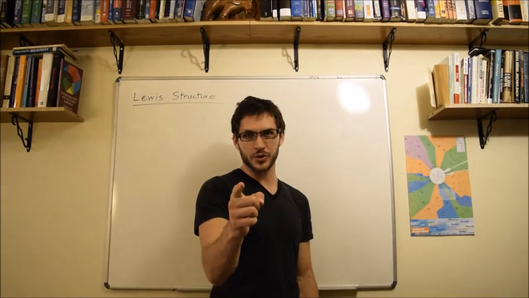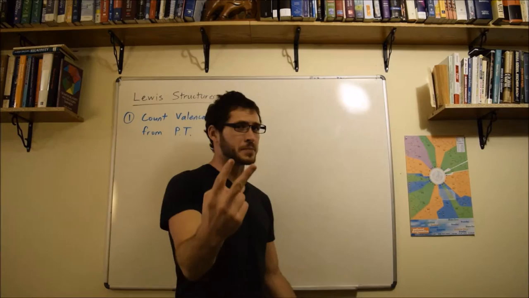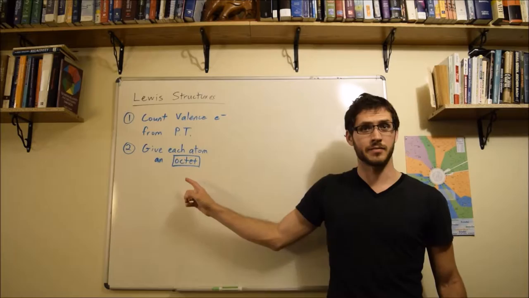Here's how to draw a Lewis structure in three easy steps. Step one. Count your valence electrons from the periodic table. Step two. Give each atom an octet.